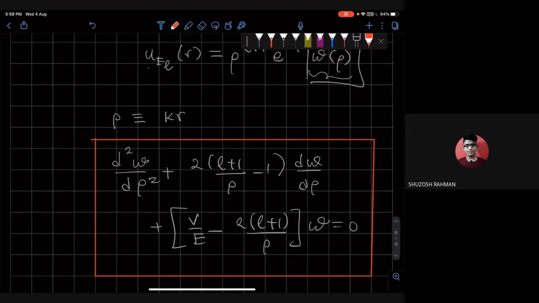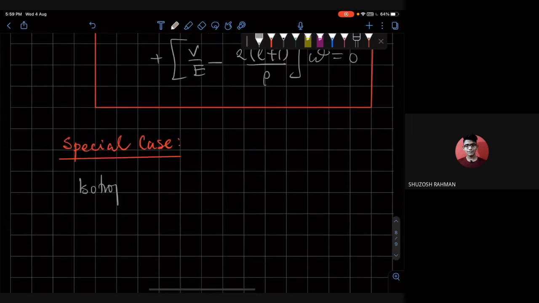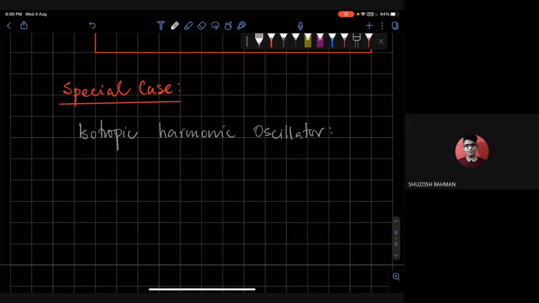But in this class, we are going to have a special case of the spherically symmetric harmonic oscillator, but which is not something that fits into this description that we are doing today. And that special case is the isotropic harmonic oscillator. So what does it mean by isotropic? It means that it's a harmonic oscillator in every direction.